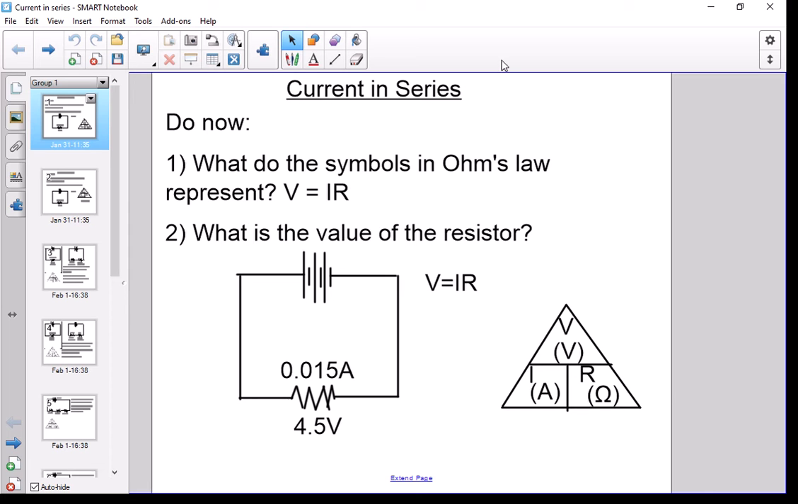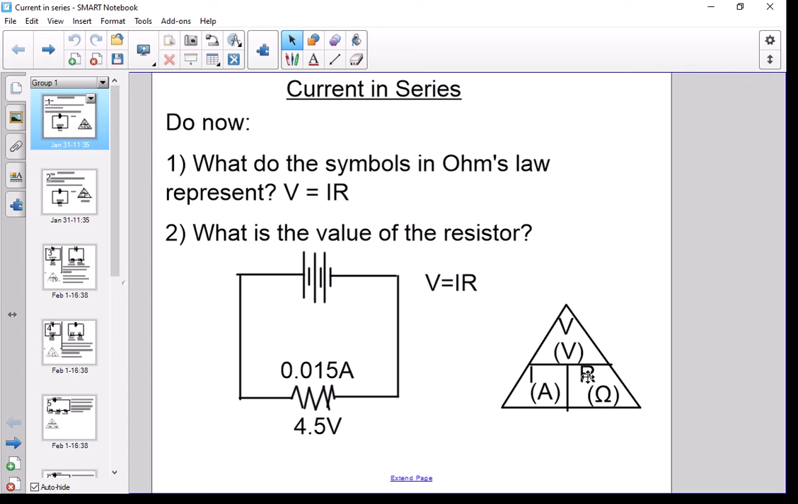So V equals IR, the potential difference across components or several components is equal to the current times the resistance. So in this case here, we've got a component, there's a 4.5 volt potential difference across it, and the current running through it is 0.015 amps. We're looking for the resistance of the component. So when you use these formula triangles, you cover up what you're looking for, and it's telling you how to use what's left.